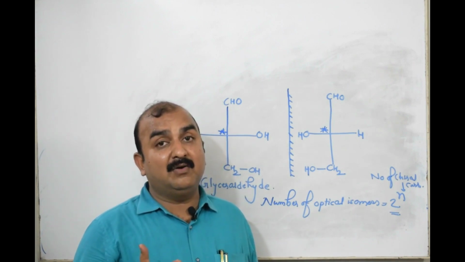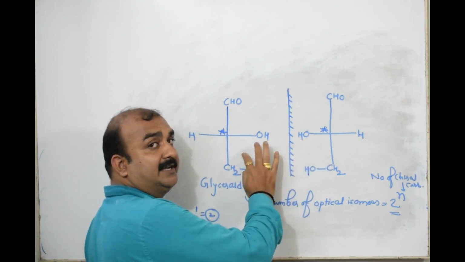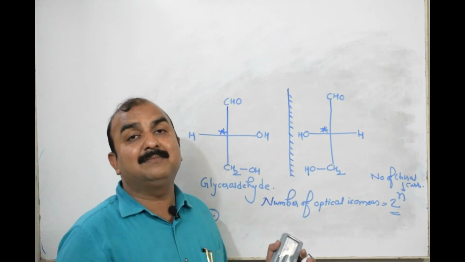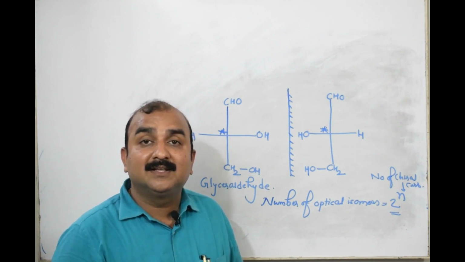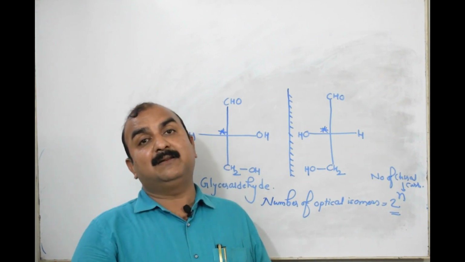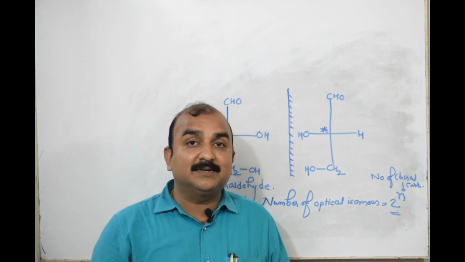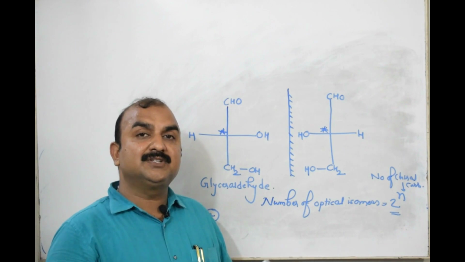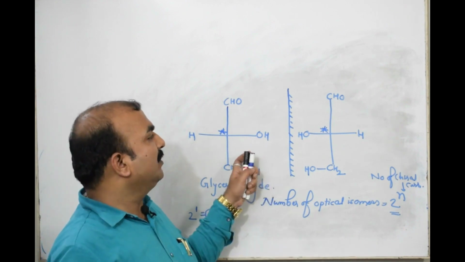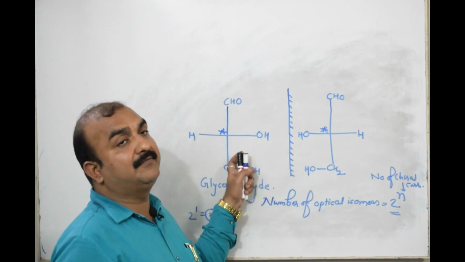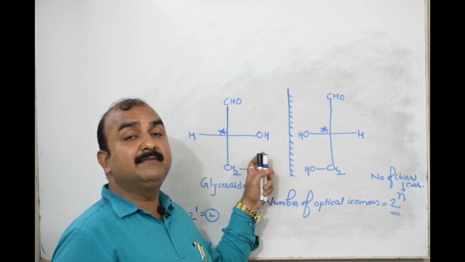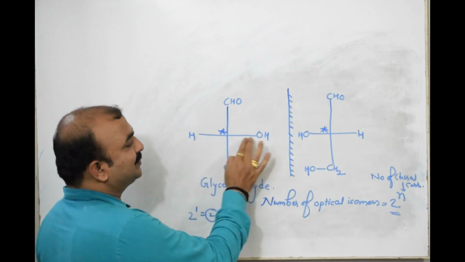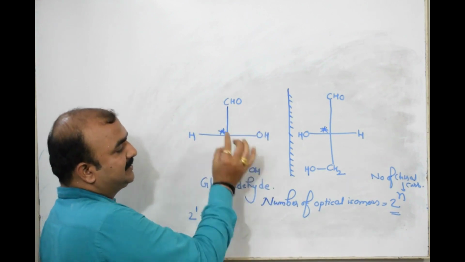Here we cannot have these two isomers interconvertible by rotation around a carbon-carbon single bond, so we cannot call them conformational isomers. As it contains an asymmetric carbon atom, definitely it is an optical isomer. Now we have drawn the second optical isomer by its mirror image. First of all, we have to discuss the relationship between these two. Consider that these two groups are facing towards you, and this is going away, this is going away.